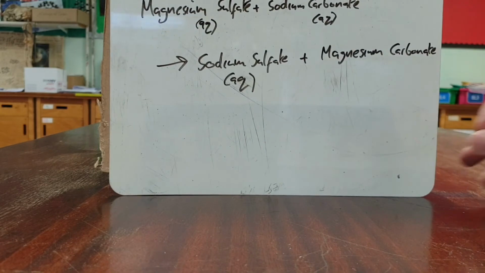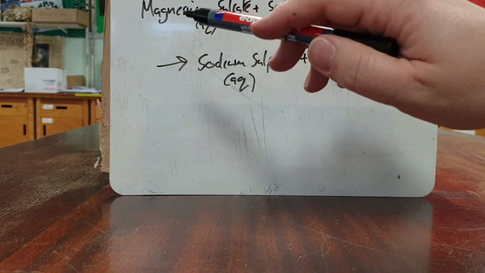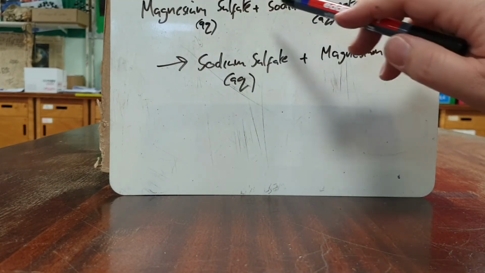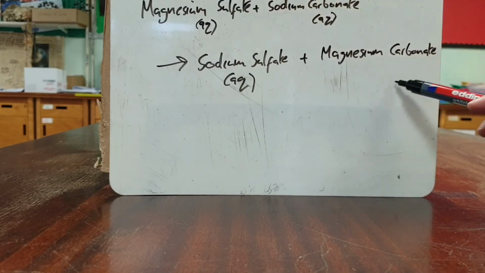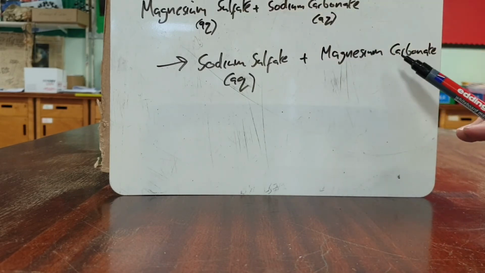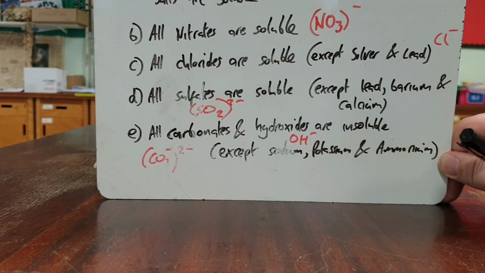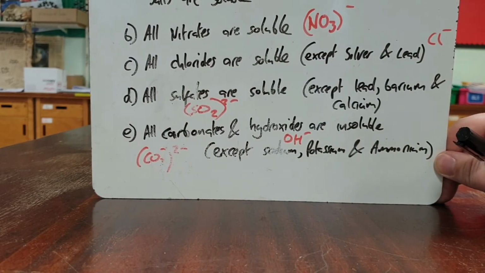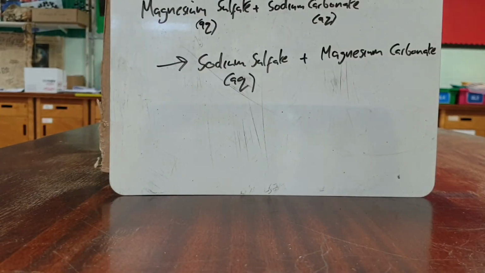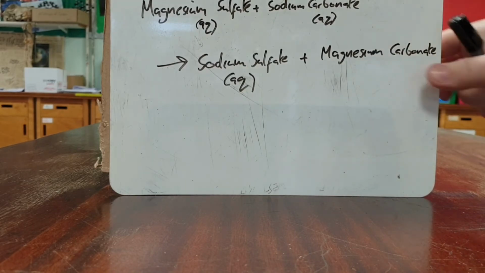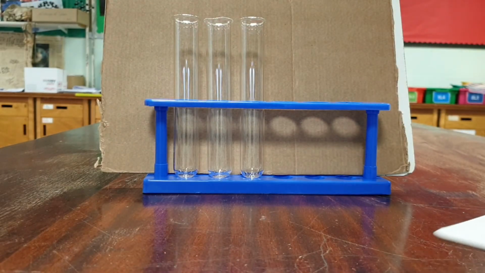So obviously in this reaction, we're just swapping. The magnesium bonds with the carbonate, so we make magnesium carbonate, and then the sodium bonds with the sulfate, so we make sodium sulfate. Right, last one, magnesium carbonate. When we look at rule E that you wrote down earlier, mine have got a little bit smudged, rule E: all carbonates are insoluble except for sodium, potassium, ammonium. So carbonate is going to be insoluble because that is magnesium. It's not one of our exceptions, which means that will form an insoluble solid.